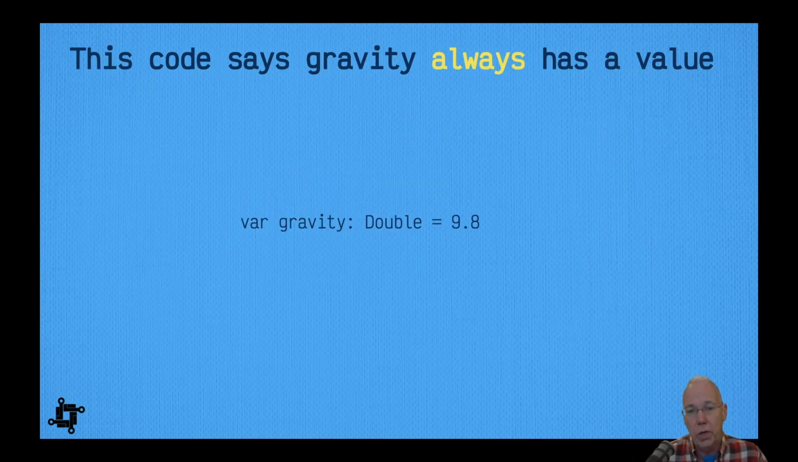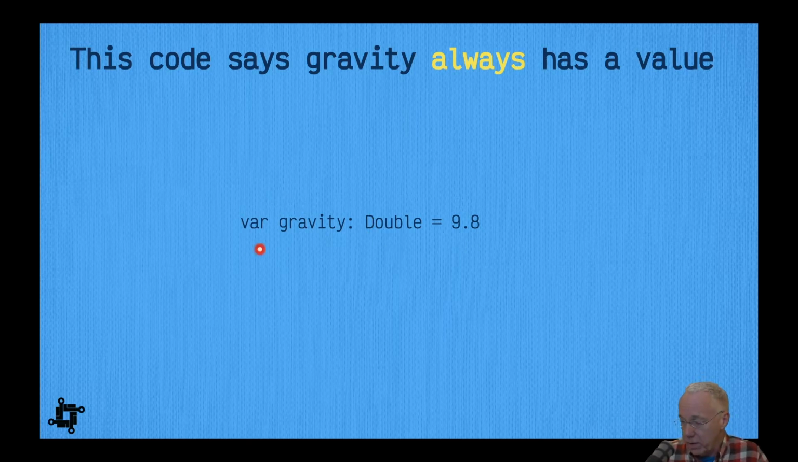So this code says gravity, the variable here, will always have a value. And the reason that's the case is because we don't see a question mark anywhere. There's nothing that says that gravity is optional. So this value that we've given it here is always going to be there.